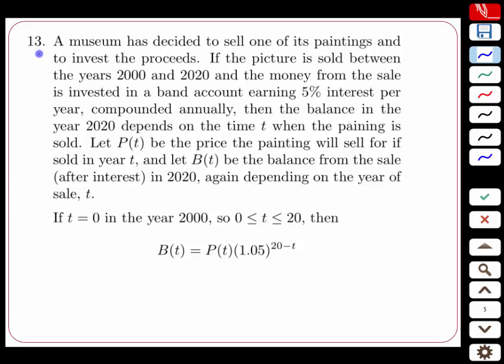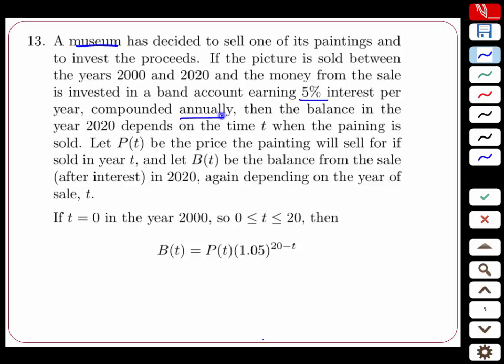In question 13, we have a fairly complicated scenario. We have a museum that has decided to sell one of its paintings and then invest the money it gets back, the proceeds. What we have is a window where the picture can be sold, somewhere between the year 2000 and the year 2020. If the money from the sale is invested, then the museum can earn 5% interest per year, a little optimistic currently, but that's fine, compounded annually.